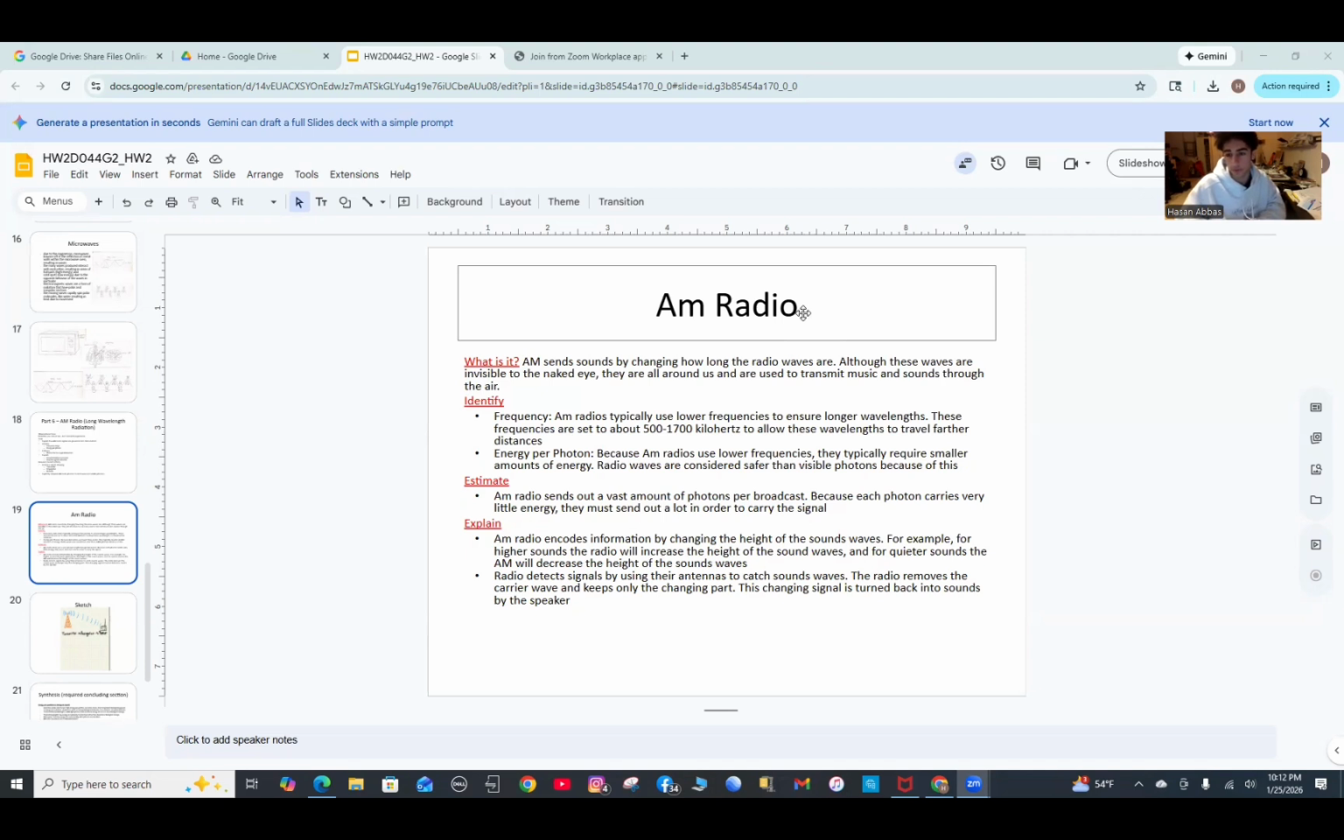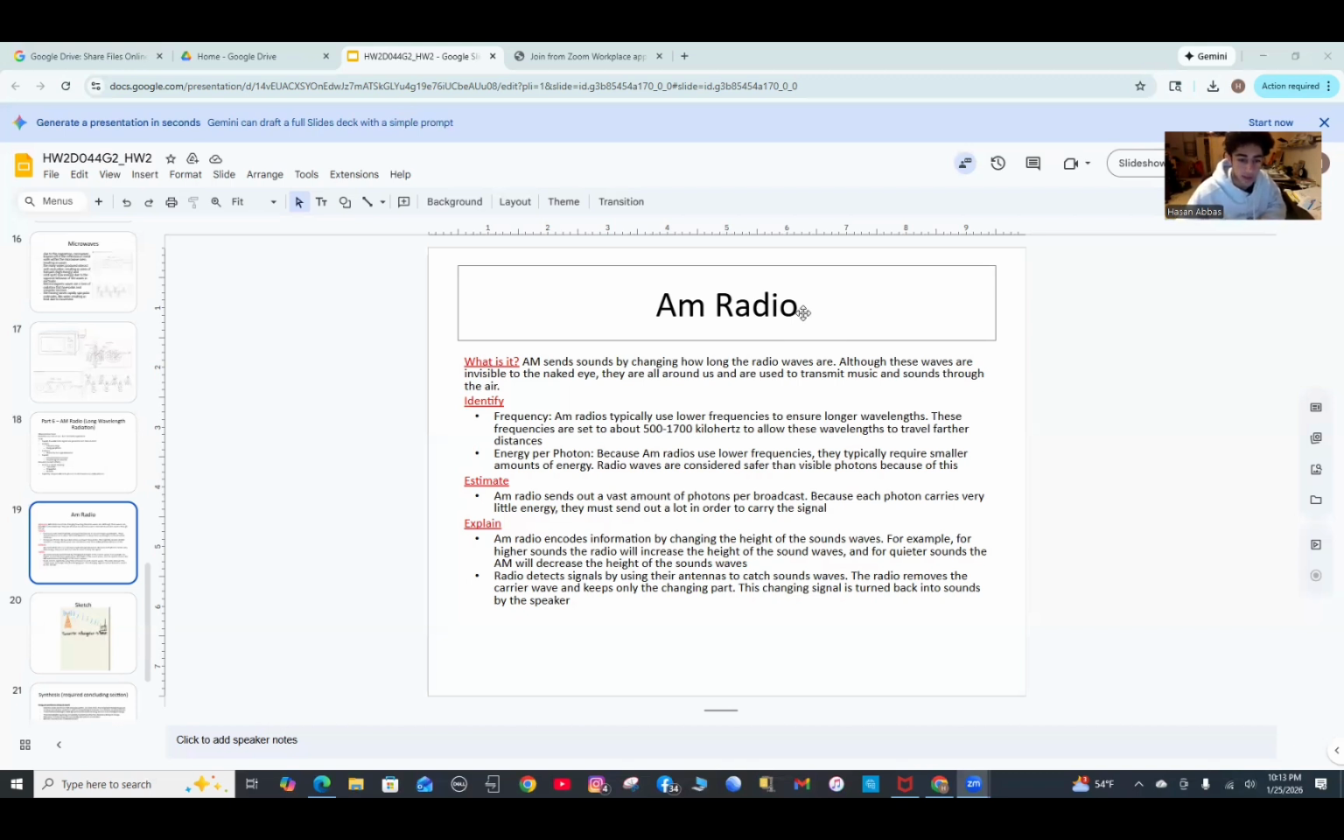AM radio stands for amplitude modulation, and it sends out its sounds by changing the height of radio waves. Even though we can't see these waves, they're all around us. These waves carry information like music or voices from a broadcasting station to our radios. Instead of sending sounds directly, AM radio sends a carrier wave that travels long distances. Then the sound gets added onto the wave by changing the amplitude, or height. That's where the name amplitude modulation comes from.